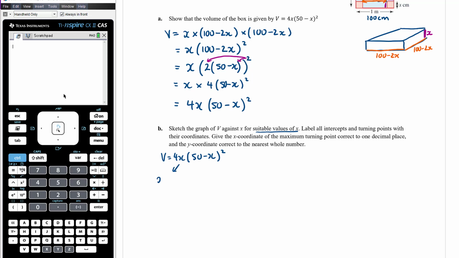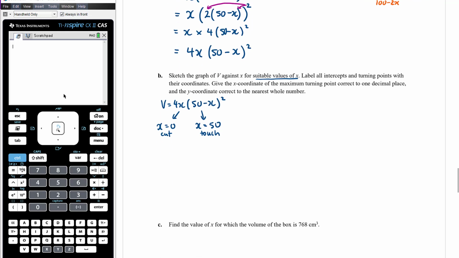So we're going to have x-intercepts when x equals 0 and when x equals 50. And this time the 50 will be where we have the touch, the turning point, and at x equals 0 we'll have a cut. The y-intercept will also be 0, or V-intercept in this instance. Alright, so again, we should be able to draw our graph. We might draw it in pencil and then think about what we have. Again, we've got a negative cubic. It's going to cut at 0 and touch at 50.